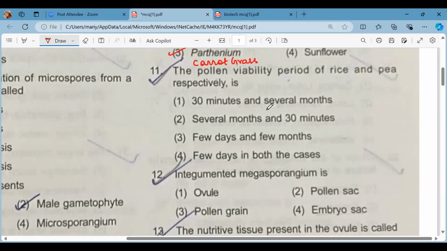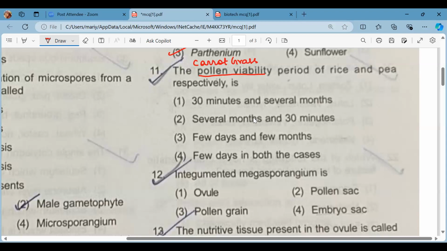Now the pollen viability of rice and pea, respectively. You remember what pollen viability is? It means when the pollen is able to get fertilized, meaning how well the pollen would work, isn't it? Yes, several months and 30 minutes.